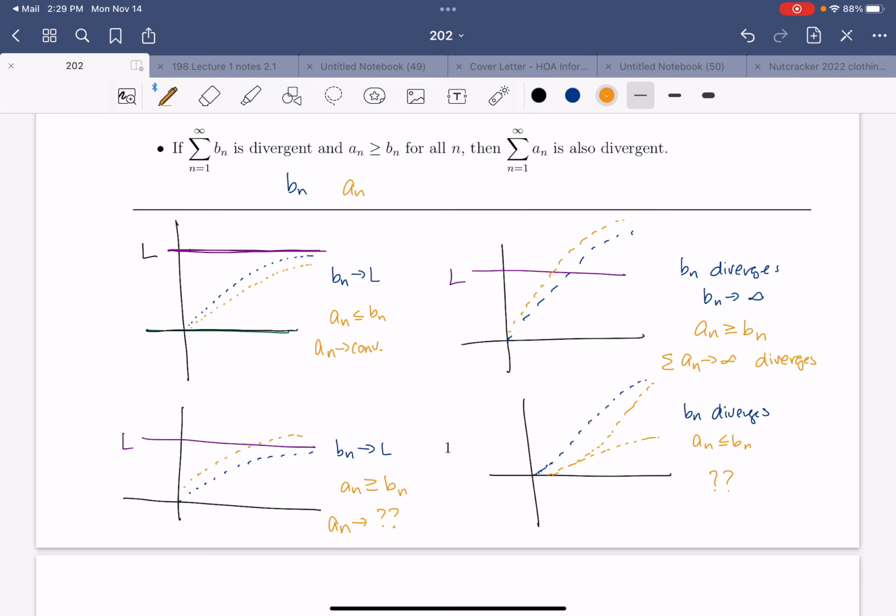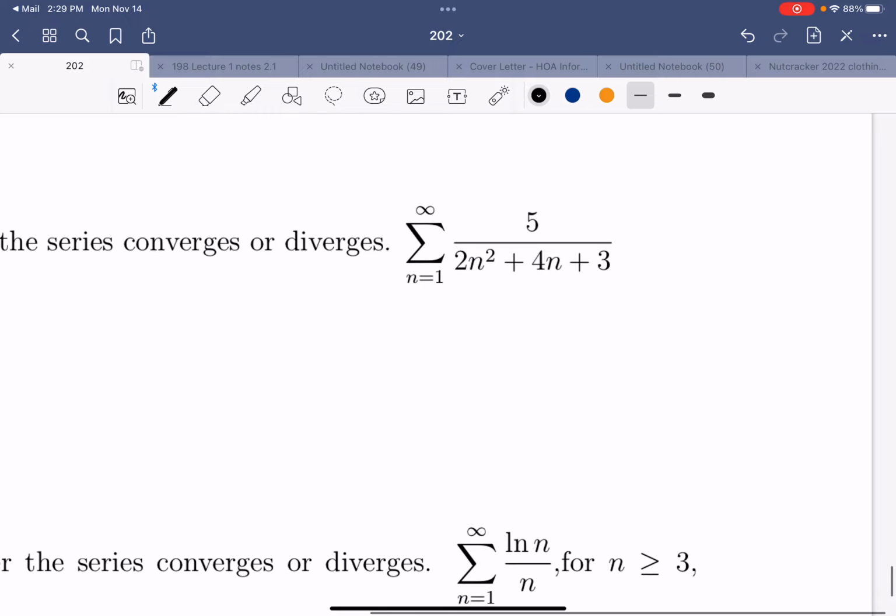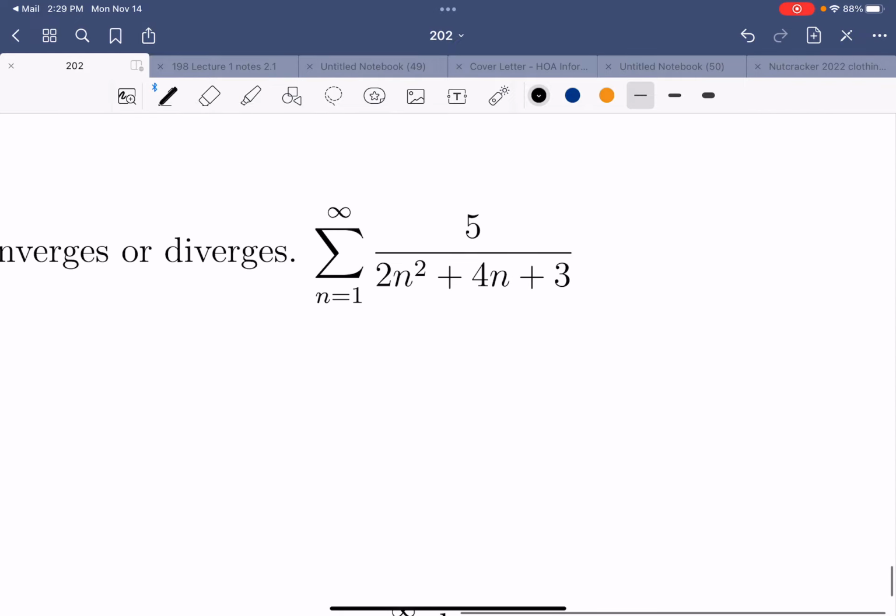And so let's look at an example in each case. All right, so let's think about what we want to compare to. Let's consider this first one, series n equals 1 to infinity of 5 over 2n squared plus 4n plus 3. And typically when you're going to compare things, you're essentially going to take off this part of the denominator.